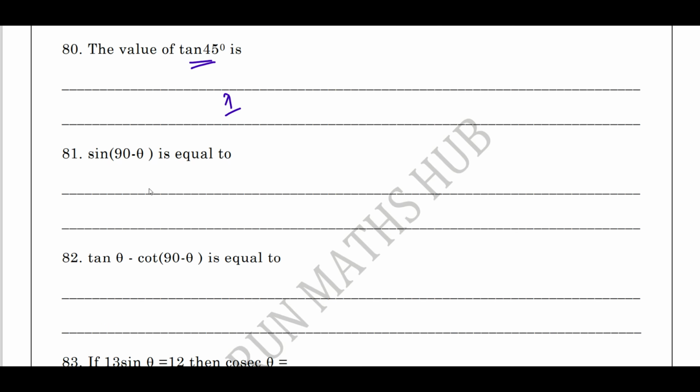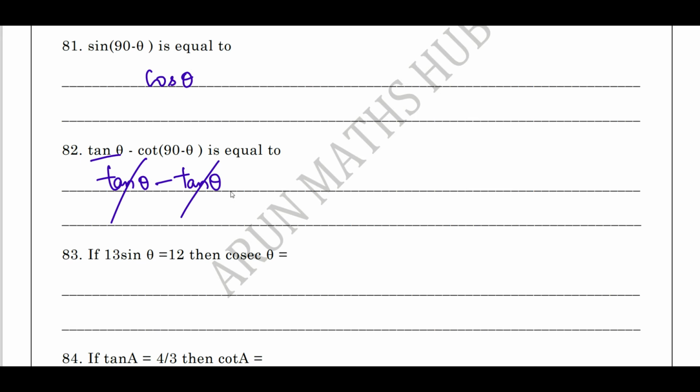Sin of 90 minus theta is equal to cos theta. Complementary relation. Tan theta minus cot of 90 minus theta, plus tan theta. Tan theta as it is. Cot of 90 minus theta is tan theta by using the complementary relation. Tan theta minus tan theta cancel out, we get 0.